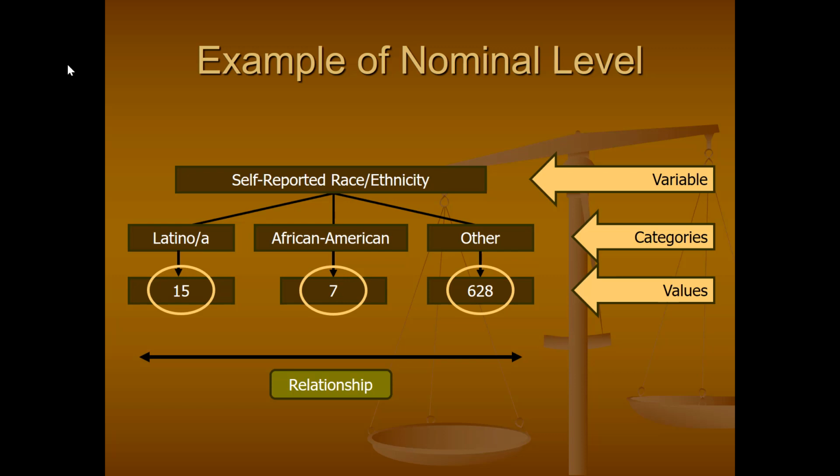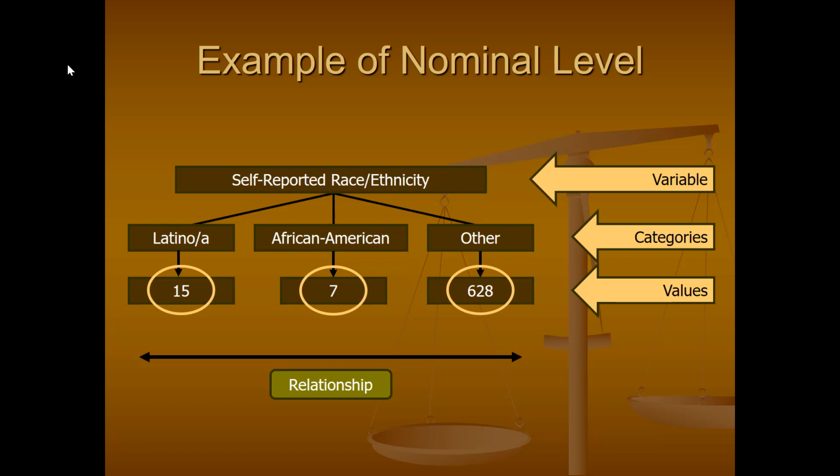I could have said anybody who's a Latino is a 15, African American is a 7, and other is 628. The number doesn't matter. All the number is going to be used for is to categorize the people in the sample according to the name of these categories. So again, it's just naming that category.